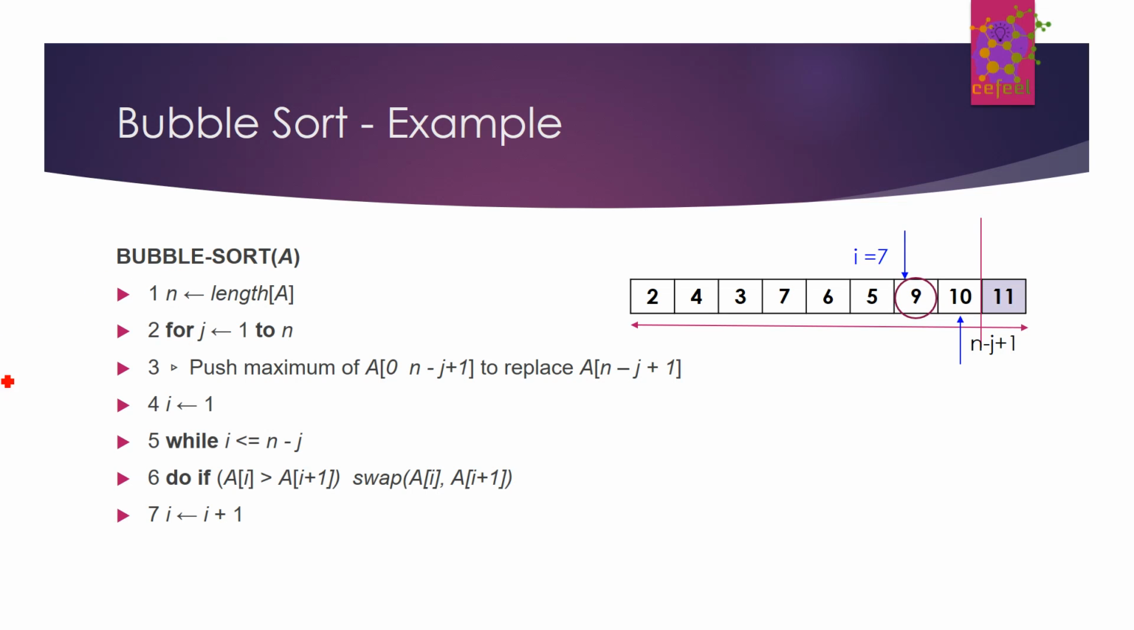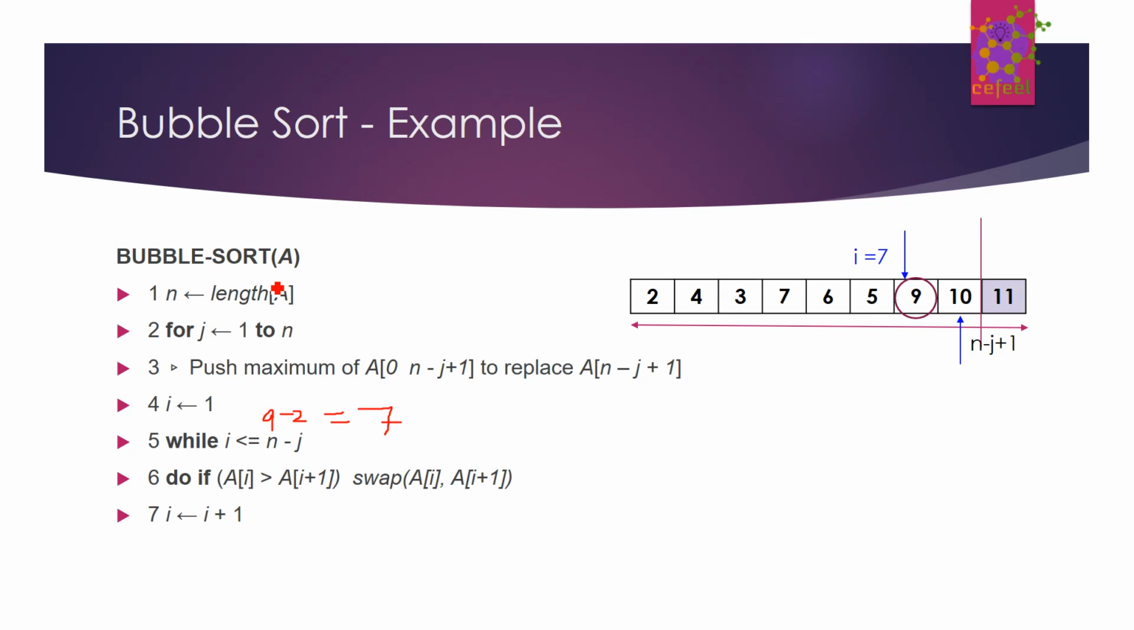So in our case n minus j, because j is 2 now, so this is n minus 2. So n is 9, j is 2, which means 7. So I will continue till 7. I is pointing to 7 now, so this is the last iteration for I. So 9 will be compared with the next element, A[I] with A[I+1].